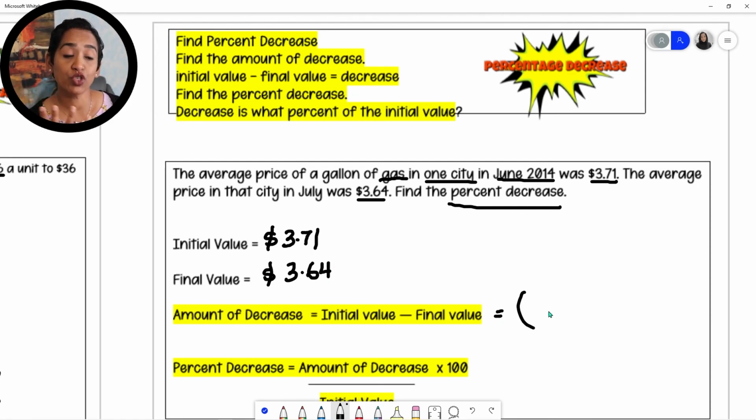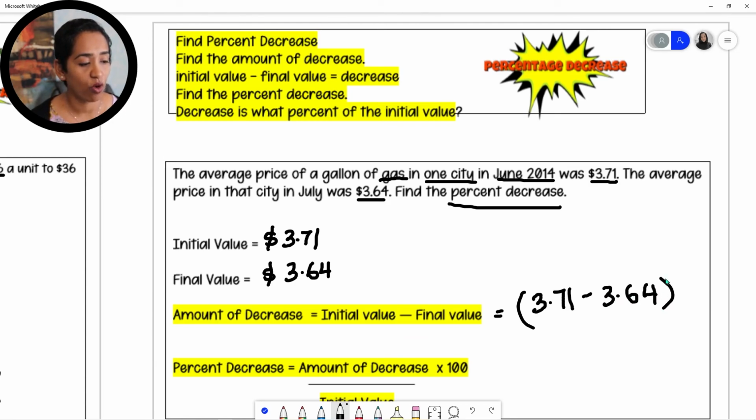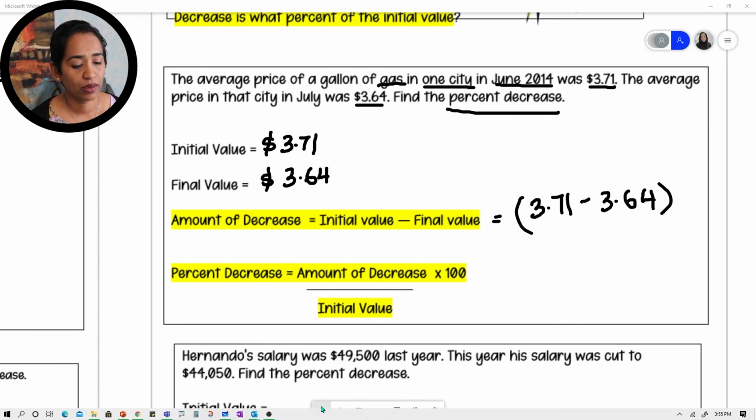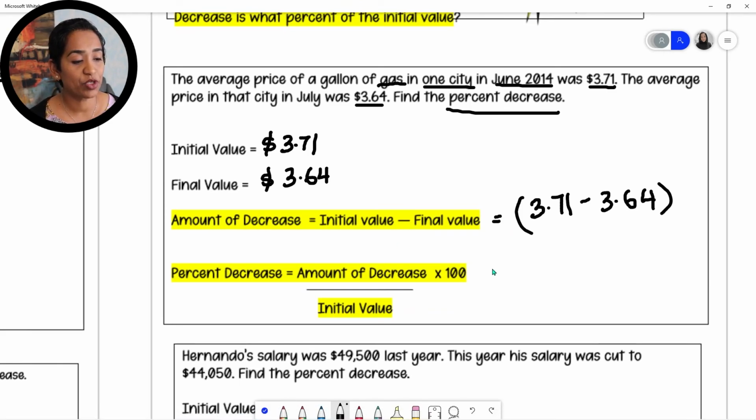What is the amount of decrease? It is the initial minus the final. So 3.71 minus 3.64. I'm not going to calculate it. I'm going to put everything into ClassCalc at once. All right. So that's my step 1. Step 2 is to find the percentage. For percentage, I find the amount of decrease, which is right here.